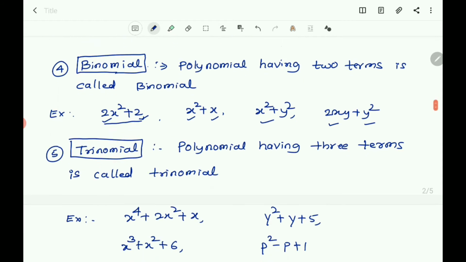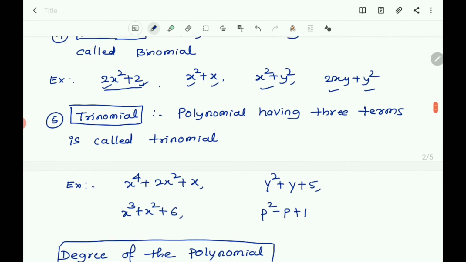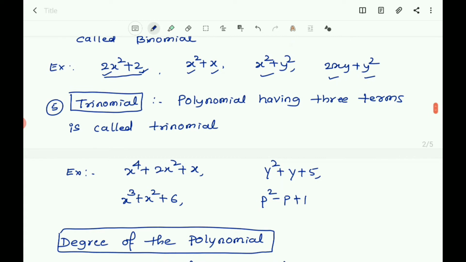Next, trinomial. So what is a trinomial? Tri, you know the word. What is the meaning of tri? Tri means 3. Then you can say that a polynomial having 3 terms is called a trinomial. See the polynomial x⁴ + 2x² + x. Here the 3 terms are there, so it is a trinomial.